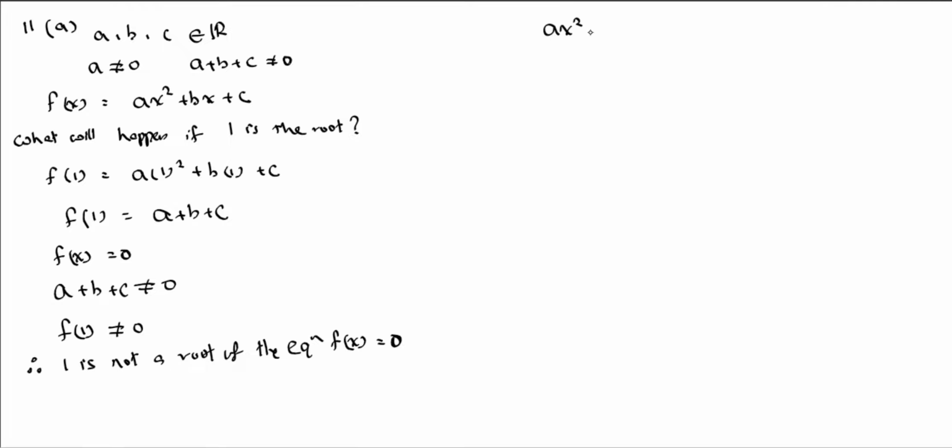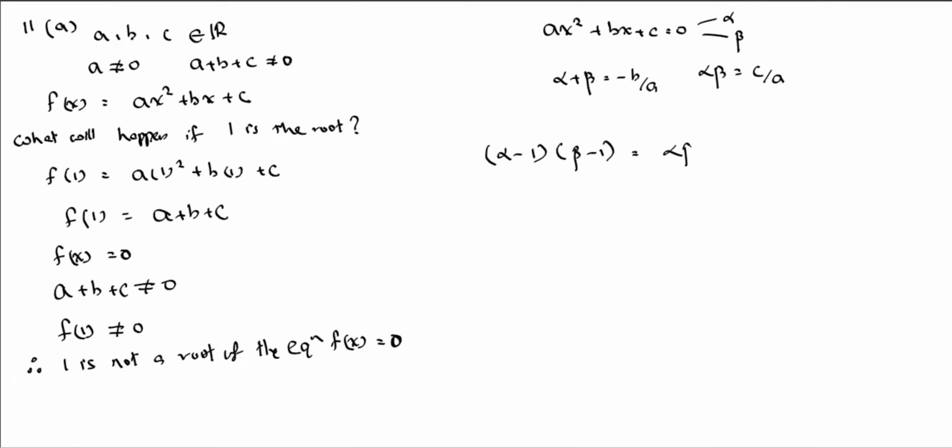So you have ax squared plus bx plus c equals 0. The roots are alpha and beta, which means alpha plus beta is minus b over a, and alpha beta is c over a. Okay. They are asking to show that (alpha minus 1)(beta minus 1) is 1 over a plus b plus c. Okay, then (alpha minus 1)(beta minus 1).